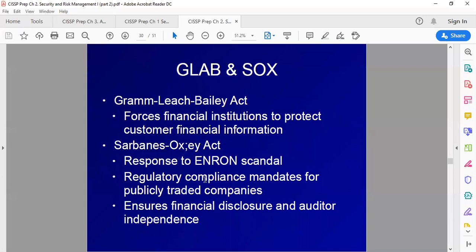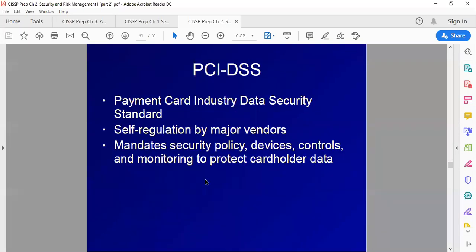GLBA, the Gramm-Leach-Bliley Act, forces financial institutions to protect customer financial information. The Sarbanes-Oxley Act is a response to the Enron scandal. So PCI DSS is a very important thing that is currently used in industries.